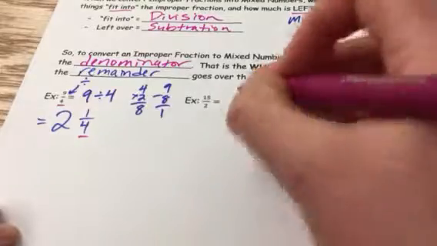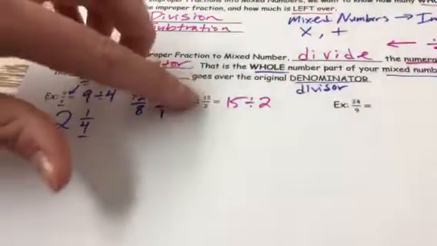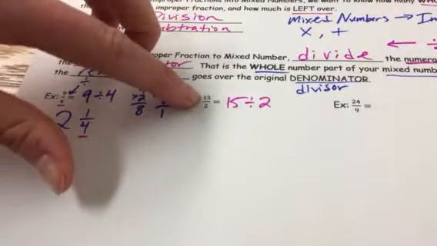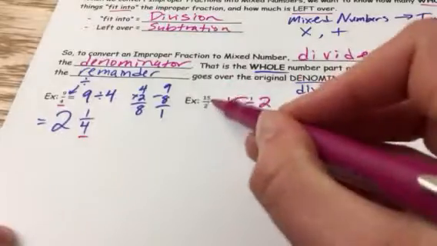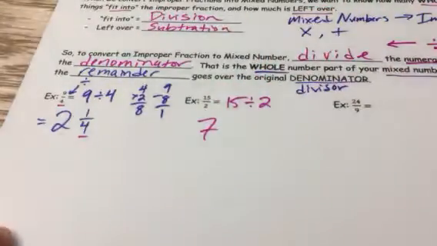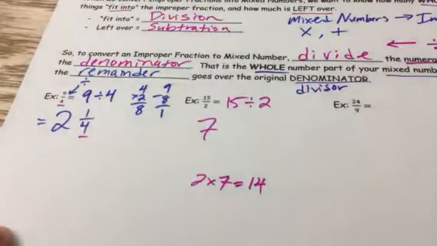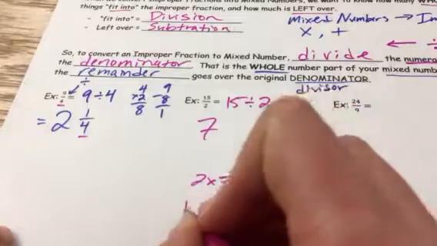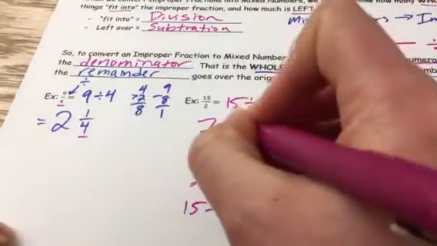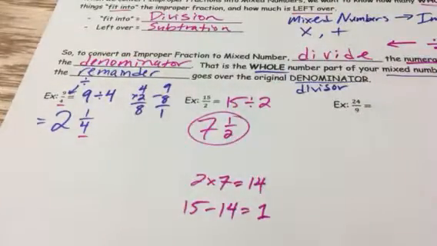This is going to be 15 divided by 2. I want to know how many sets of 2 halves fit into 15 halves. So I need to divide 15 by 2. Well, 2 goes into 15 7 whole times. 2 times 7 is 14. So how many is left over if we started with 15? Well, 15 minus 14 is 1. I'm left with 1/2, 7 1/2.